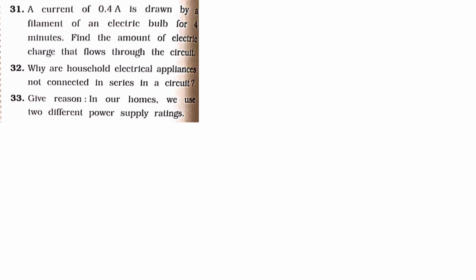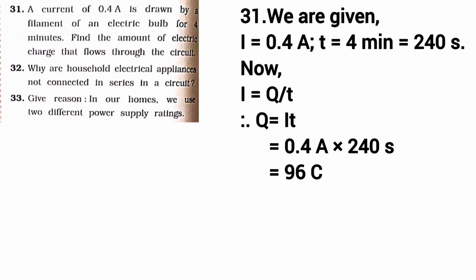Question number 31. A current of 0.4 ampere is drawn by a filament of an electric bulb for 4 minutes. Find the amount of electric charge that flows through the circuit. Here t equals 4 minutes, that is 4 multiplied by 60 seconds, equals 240 seconds. And we know the formula that electric current equals charge upon time taken, that is I equals Q upon t. Therefore, to find Q, we use the formula Q equals I t, that is Q equals 0.4 multiplied by 240, that is Q equals 96 coulomb.